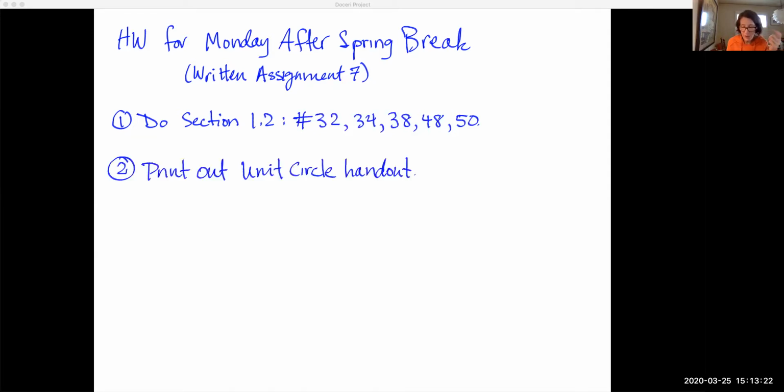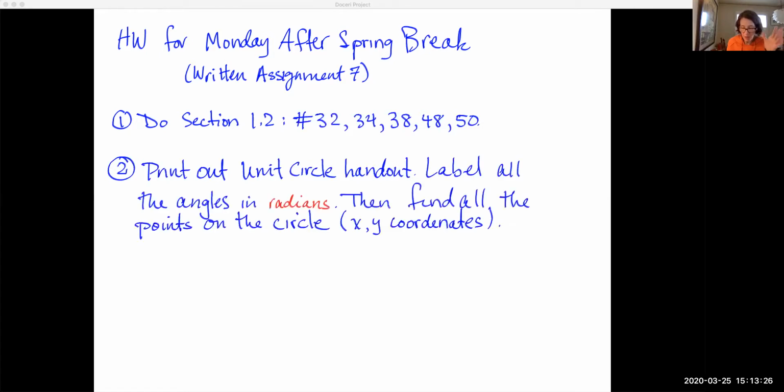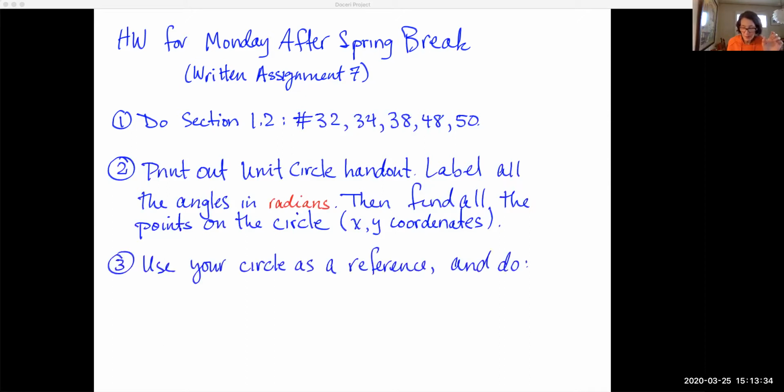And then I want you to print out, if you can, this unit circle and label all the angles with radians, and then find all the coordinates of those points. And then you'll have it all filled out, and it'll be really beautiful, and you're going to use it as a reference. And you're going to do 2 problems from 3.3.